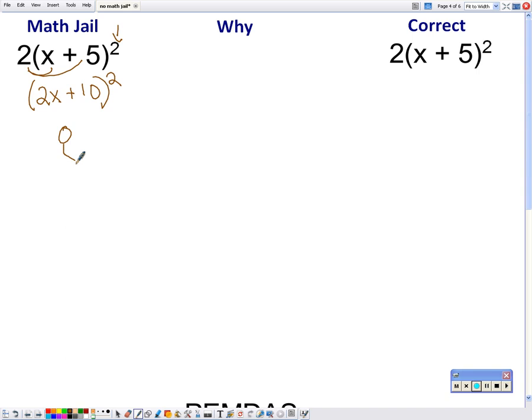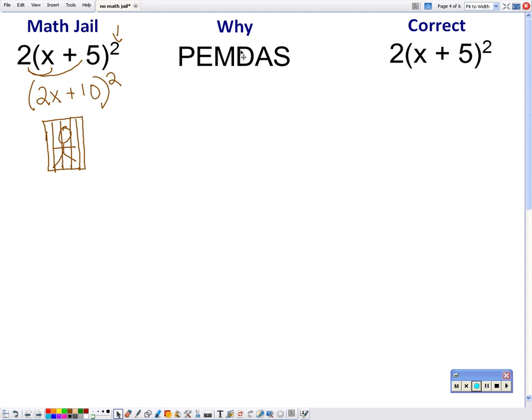It really doesn't matter. Distributing a coefficient into an algebraic expression that is being raised to a power will land you in math jail. Let's talk about why. Because of PEMDAS. Our old friend PEMDAS is out to get us once again. Ladies and gentlemen, you must take care of those exponents before you can multiply.